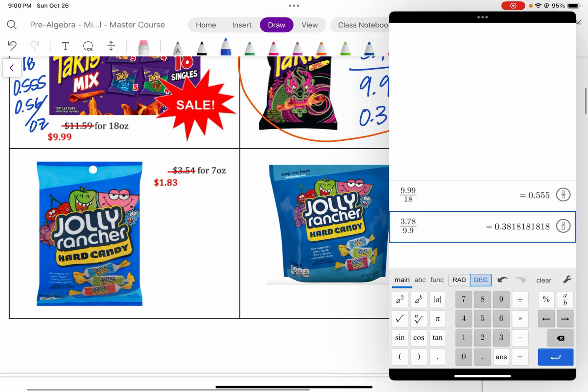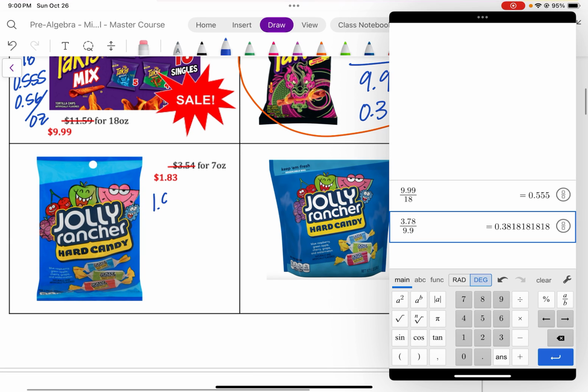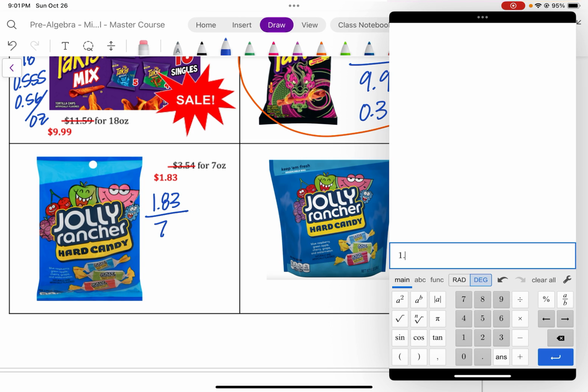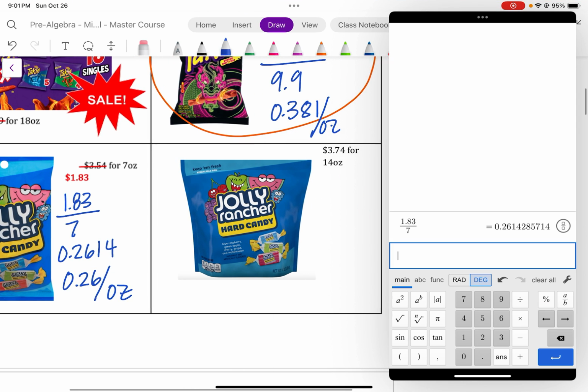Okay, these Jolly Ranchers, it looks like they're on sale for $1.83 for a total of 7 ounces. So $1.83 divided by the units, so our 7 ounces, is 0.2614, so 0.26, so 26 cents an ounce.